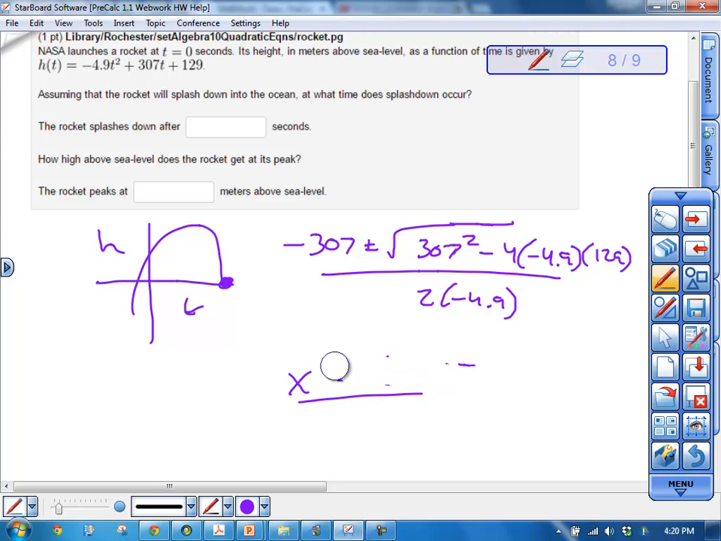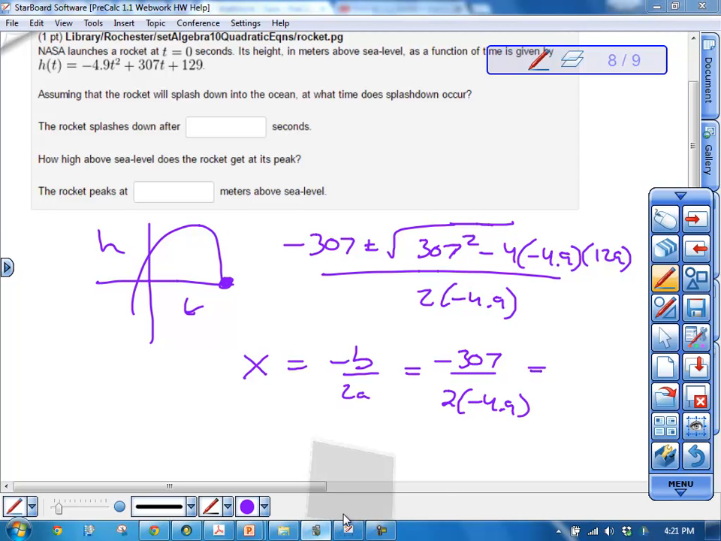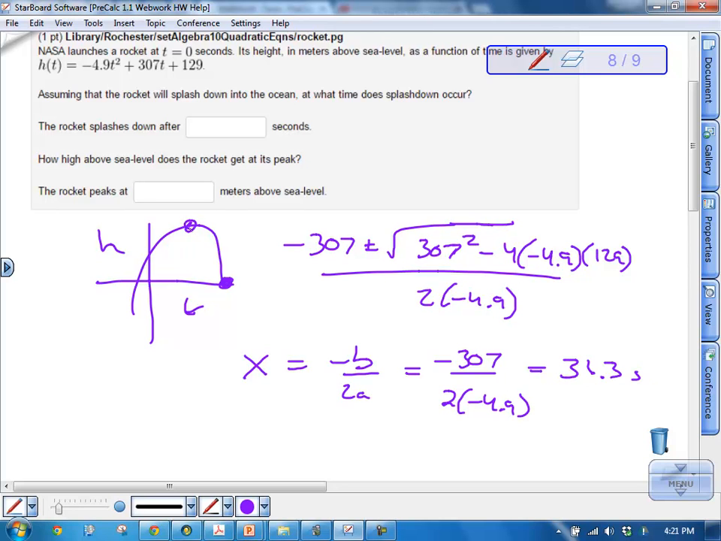Now we want to find the maximum height. If you remember, the x-coordinate for the vertex is negative b over 2a. So if you solve that, in this case you get negative 307 over 2 times negative 4.9, which gives you a positive value of about 31.3 seconds. Now, that's the x-coordinate for the vertex, so that's the x-coordinate up here. That's how much time goes by before it reaches maximum height. To find its maximum height, we have to plug that x value, or that t value, into this equation to get our height. So you have to go ahead and sub this in for t. I know it takes a little work, but then you will get the right height.